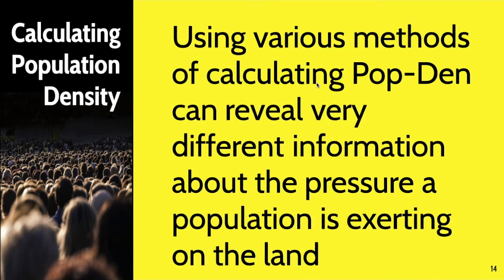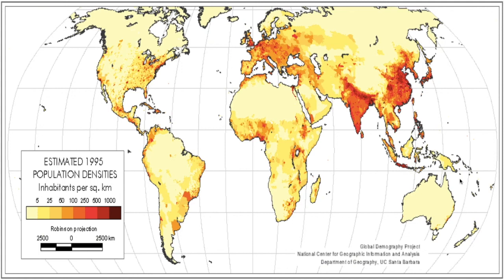So using different methods of population density can reveal different things about the population. You know, it can tell us what kind of pressure is being exerted on that land. And so here's population density. This is just basic arithmetic density around the world.